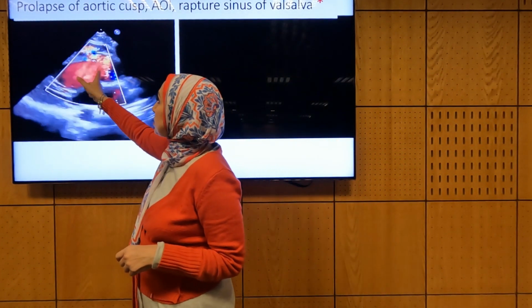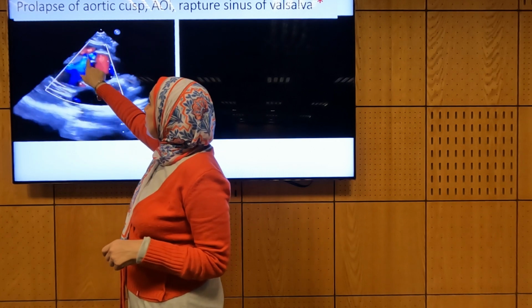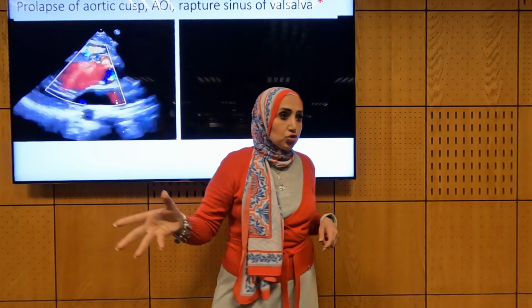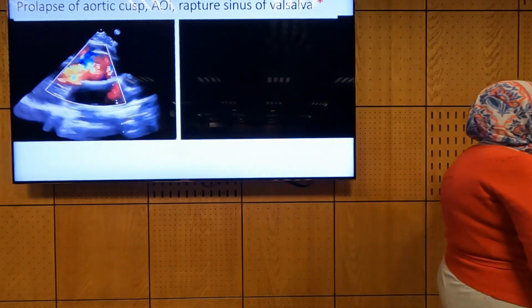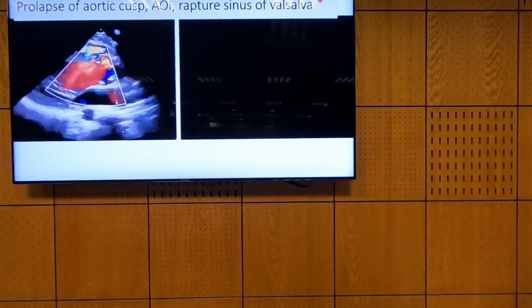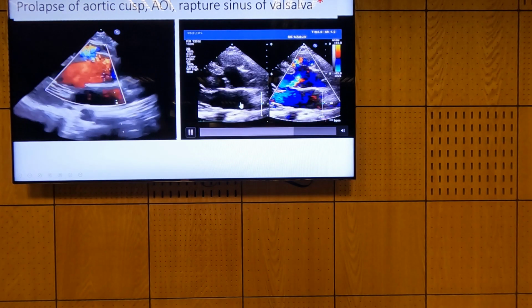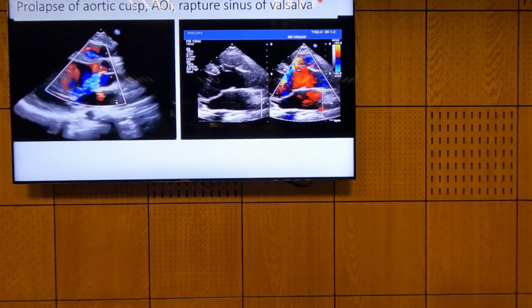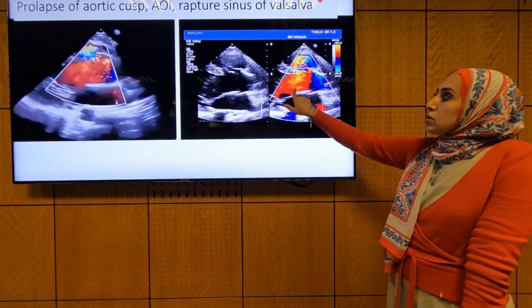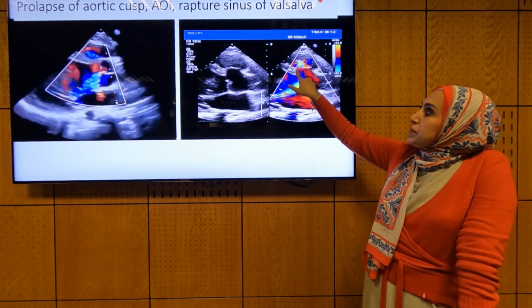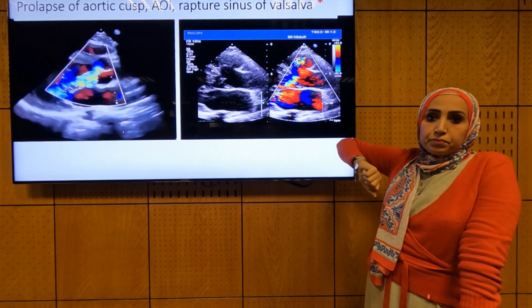So this is damage of the aortic valve that's associated with aortic incompetence. The cusp is prolapsed in the VSD, leaving a small defect, but leading to degeneration in the aortic valve and aortic incompetence. It might be more severe. Here we have a lot of colors. So this is aortic incompetence during diastole. And this is a VSD during systole.